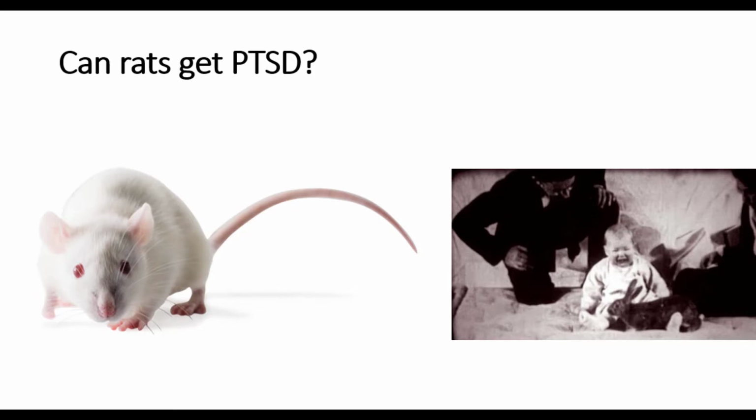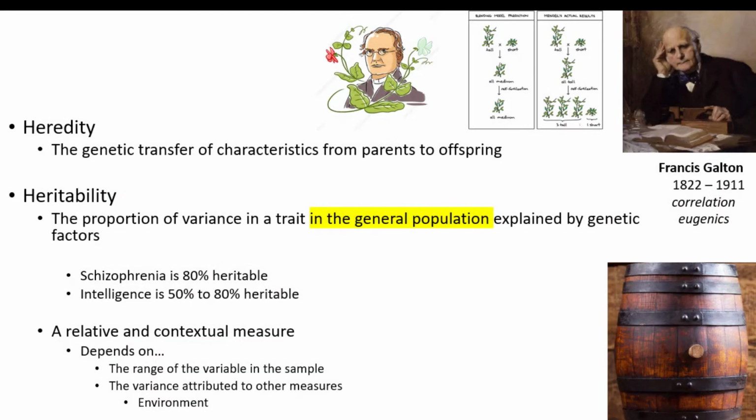People have a different cognitive capacity to learn, and that includes learning fear, but rats don't have. And that comes down to genetic differences. Heredity refers to the genetic transfer of characteristics from parents to their offspring. Gregor Mendel identified it in the characteristics of pea plants, like their height or the color of the flowers, the shape of the pods, and Francis Galton identified it in intelligence.